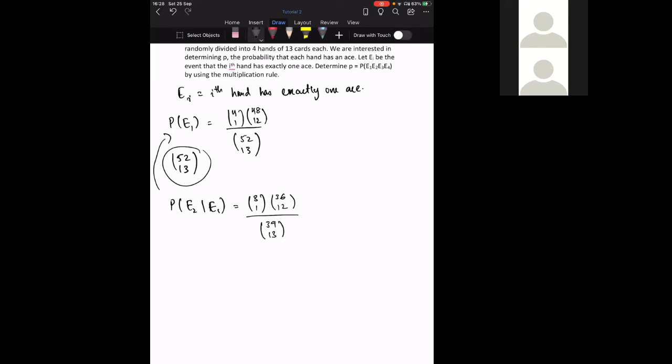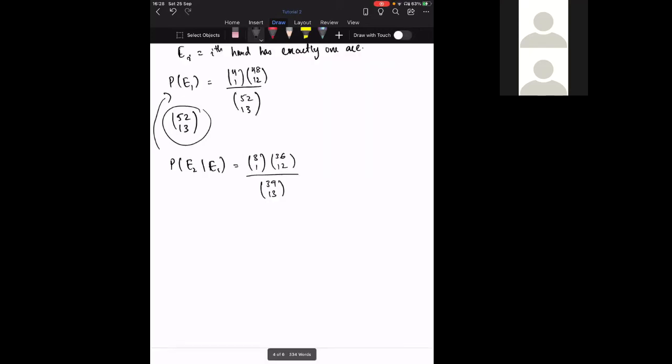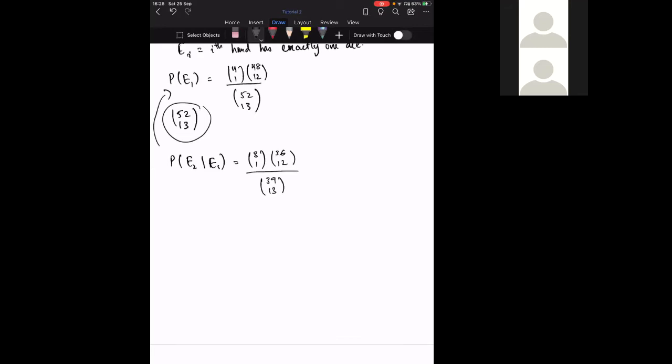Looks like you guys understand. So yeah, this is the probability of E2 given that I've already taken the first 13 cards, in which one ace was present. Similarly, using the same logic, I know that E3 is dependent upon both E2 and E1. So we're going to find the probability of E3 given E2 and E1.